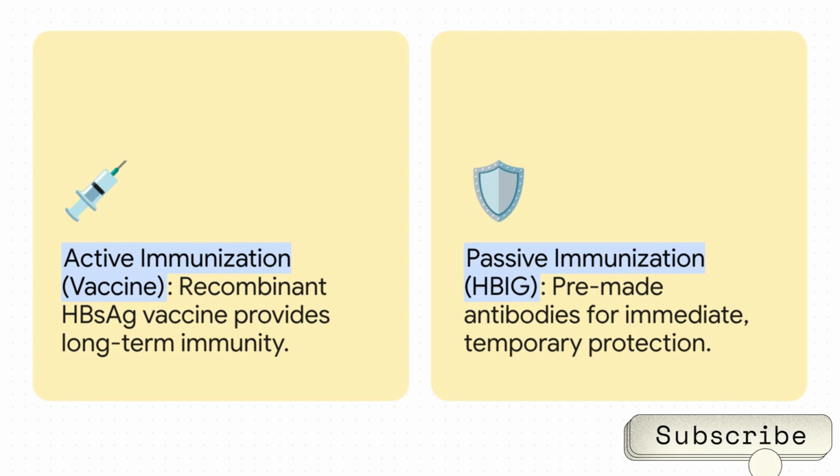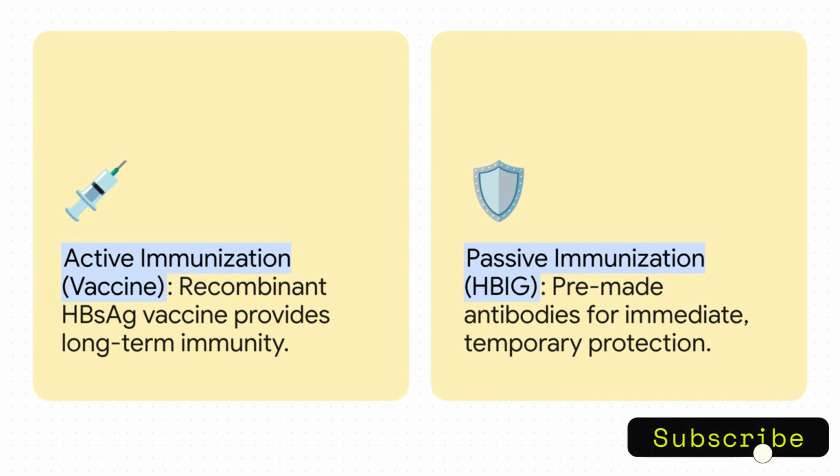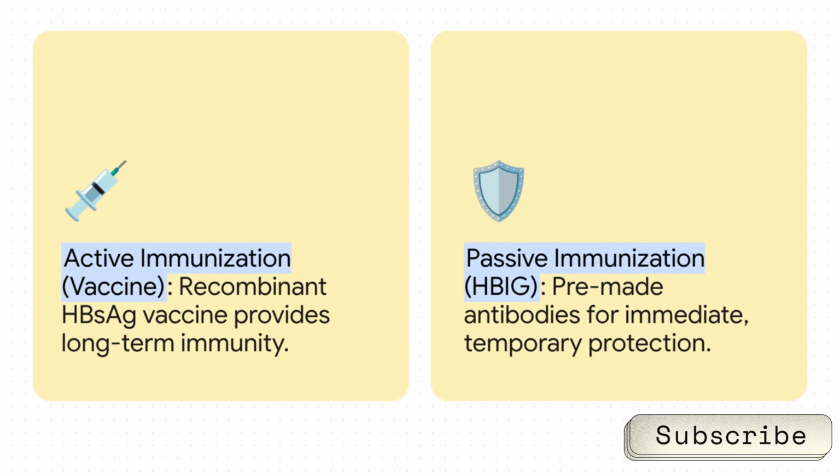Active immunization, the vaccine, is like teaching your body how to fish. You give it a piece of the virus, the HBsAg, and it learns to build its own army of antibodies that'll last a lifetime. Passive immunization, using something called HBeAg, is like just giving your body a fish. You're injecting pre-made antibodies for an immediate but temporary fix. We use this after, say, a needle stick injury, or for a baby born to an infected mom.